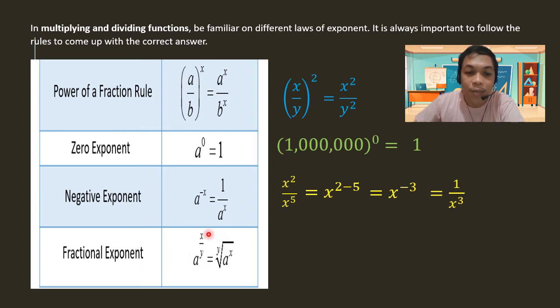So, for fractional exponent, we can convert it in a radical form. Let's say, for instance, we have x raised to 3 over 4. Its radical form is 4th root of x raised to 3. Kapag ganito ang given, yung denominator dito sa exponential form natin ay siyang magiging value ng index sa ating radical form. And then yung numerator naman dito ay magiging exponent ng ating radicand. Yung radicand ay yung term inside the radical sign.